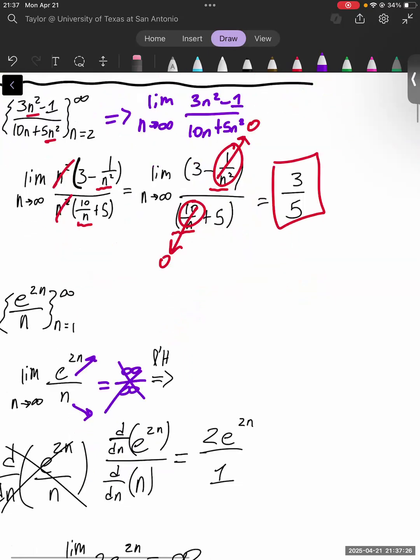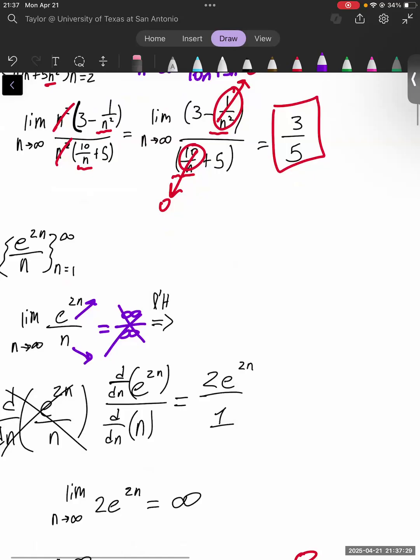Okay, the next example we have is e to the 2n over n. And again, when I set it up in limit form, we get the limit as n approaches infinity of e to the 2n over n. If we just evaluate this limit as is, we end up with infinity over infinity, which is not allowed. So what I can do is use L'Hopital's rule.